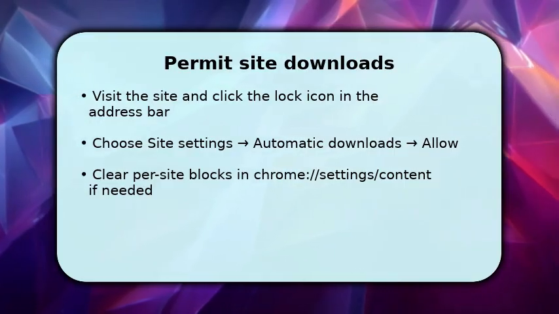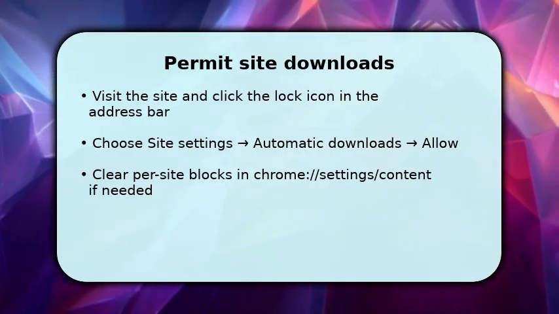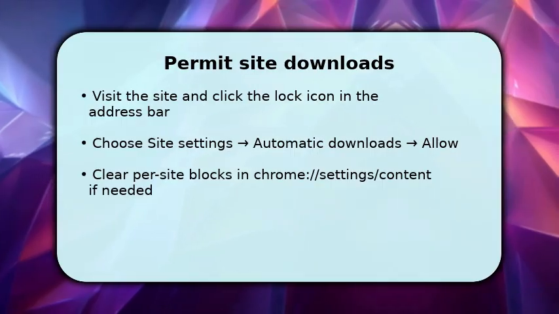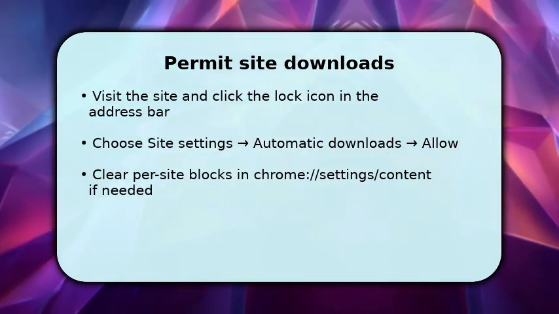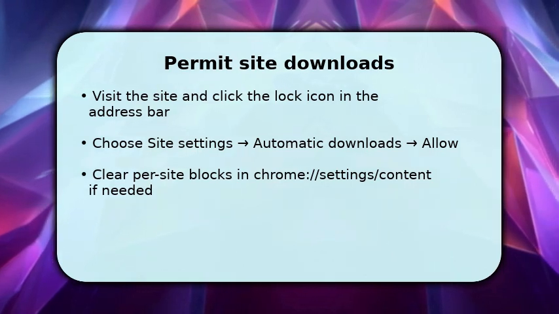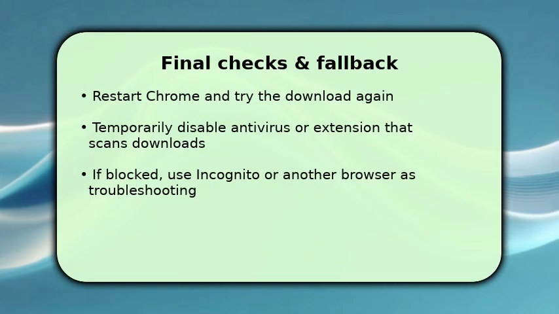If you previously blocked files, open Chrome://settings/content, find the site under block, and remove it. Once done, Chrome will stop prompting or stopping repeated downloads from that source, which fixes most blocked file issues while keeping other sites protected. To finish, restart Chrome to ensure settings apply and try the download immediately.